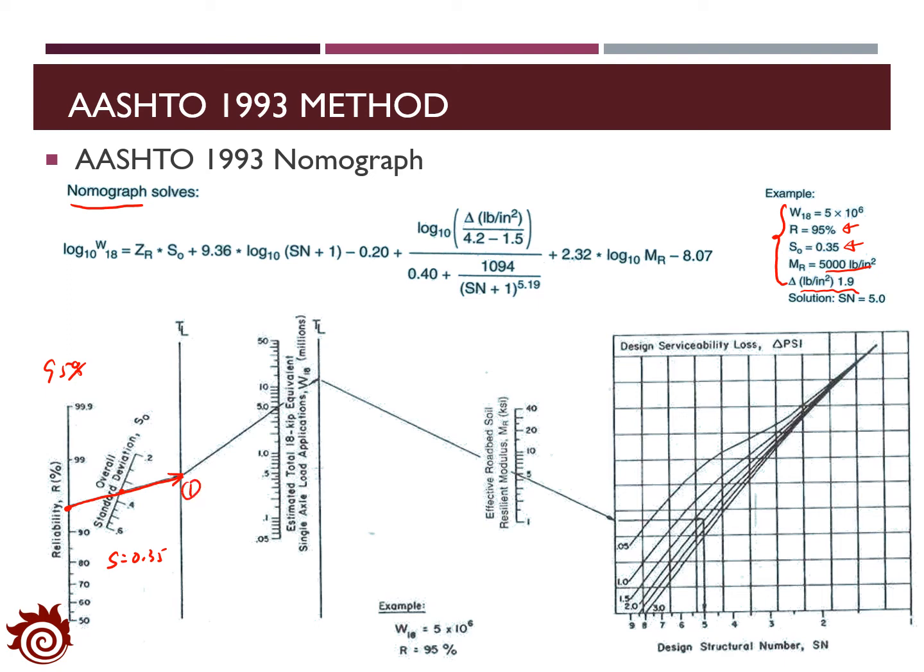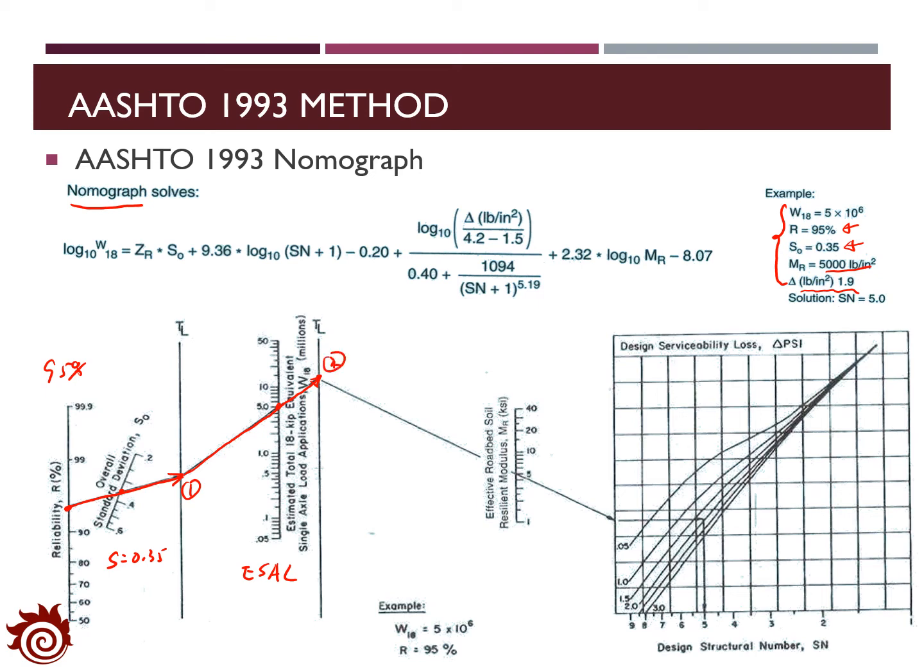That's point 1. And then we have to check the ESAL. In this example, ESAL is 5 times 10 to the power of 6, which is a point in this scale. Connecting point 1 with the value of ESAL, we can draw another line, and this line will be extended and reach another tie line. And we get another crossing point, point 2.